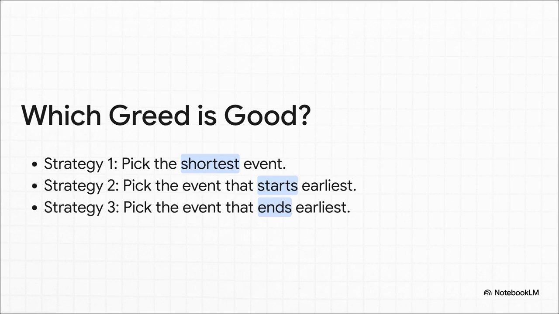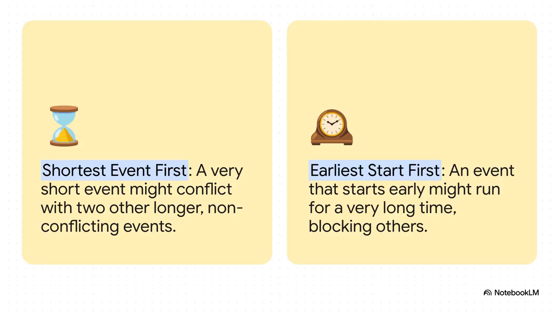You want to attend as many as possible, but you can only be at one at a time. What's your greedy strategy? Do you pick the shortest events first, maybe the ones that start the earliest? Or what about the ones that end the earliest? All 3 sound kind of plausible, don't they? Well, it turns out the first 2 are traps.